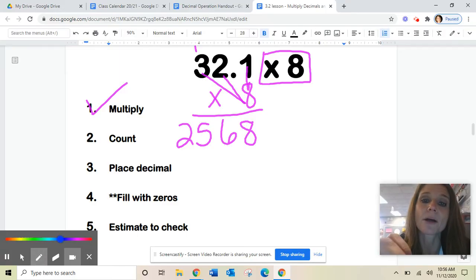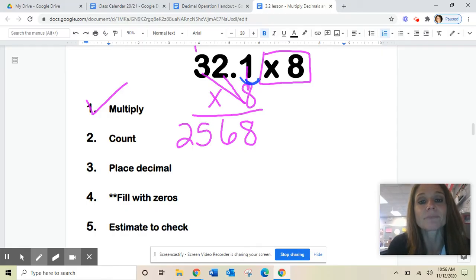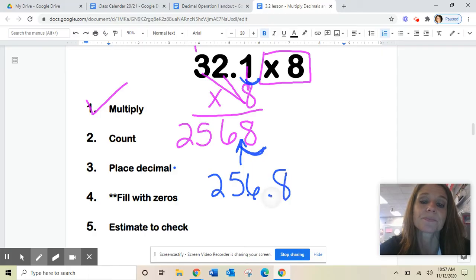So when I look at the problem, there's only one number that is on the right side of that decimal, and it's the digit 1 in the tenths place. So my answer also needs 1, and my digit will be the 8 that's going to be in the tenths place. My decimal is going to go right in between, and it's going to separate the whole 256 from the 8 parts. I don't need to fill in any zeros, so this job I don't need, but I can estimate to check.